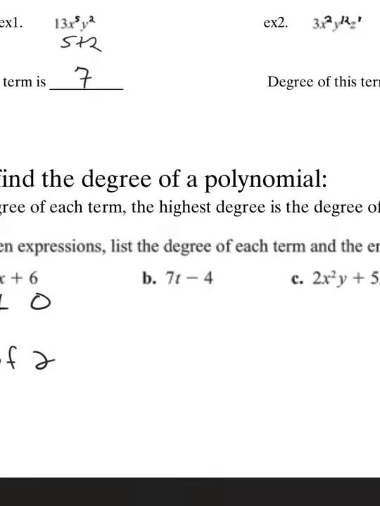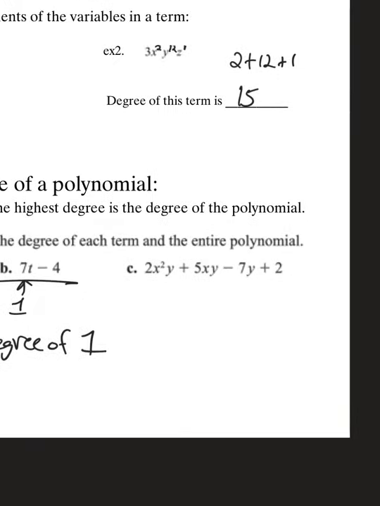For B, the first term is a first degree term, the other one is 0, so this is a degree of 1, the highest number. For this next one, we have 3, 2, 1, and 0. So the degree of this entire polynomial is 3.